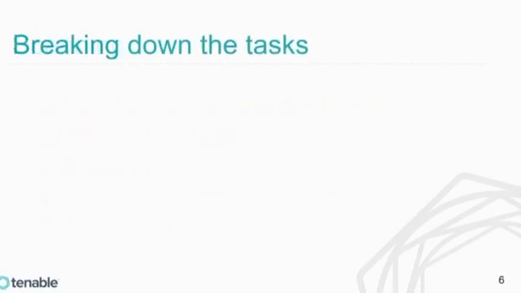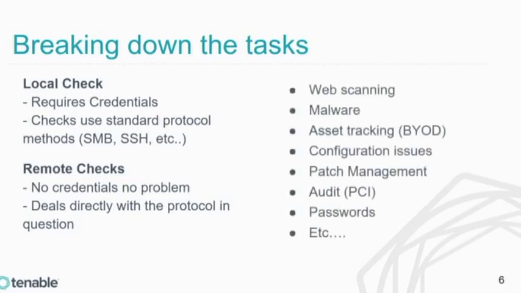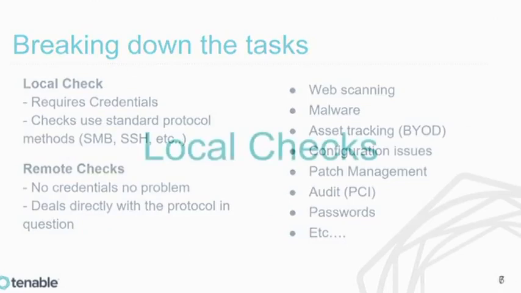So let's break down the tasks. These are the two parts we're going to be looking at, local checks and remote checks. I'm not going to be talking about these parts today: web scanning, malware. Malware is mostly what I work with anymore, but asset tracking, vulnerability scanning deals with all these and 1,000 times more now.